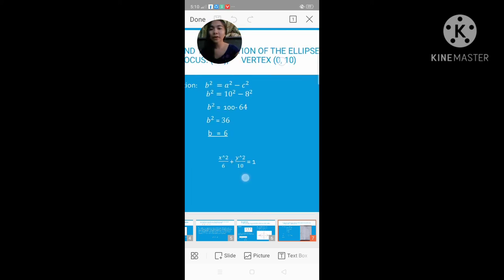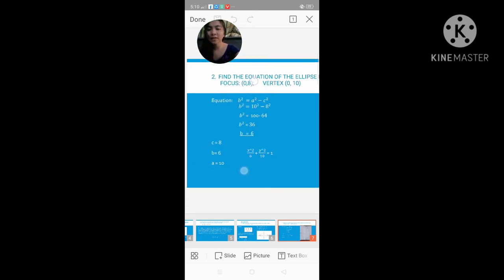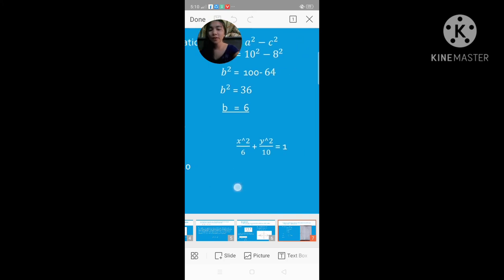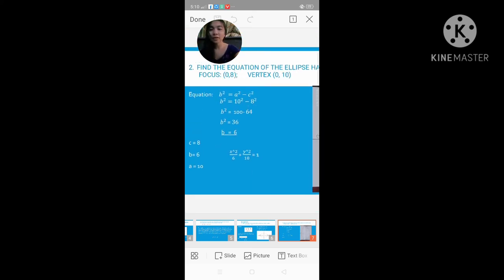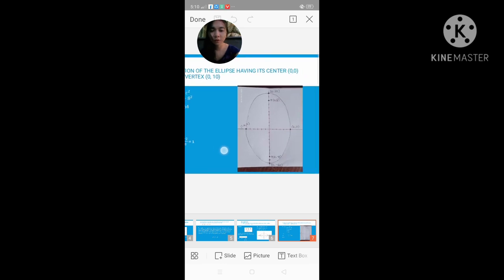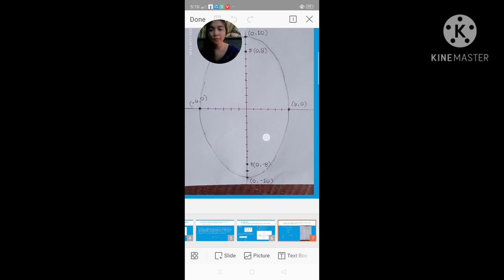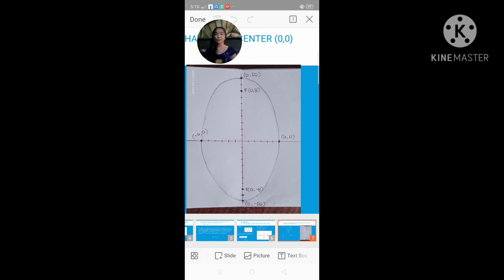Since it is b squared, we take the square root of 36, which is 6. So c in this example is 8, b is 6, and a is 10. The answer for this is x squared over 6 squared plus y squared over 10 squared is equal to 1. For you to understand more, here's the graph for this example. We have the foci. This graph represents a vertical ellipse.